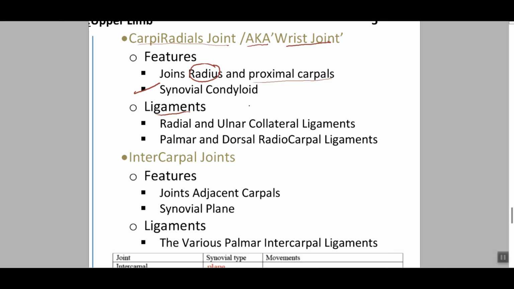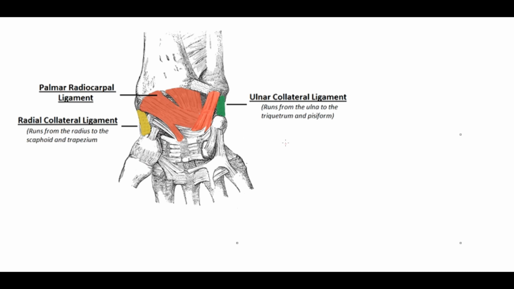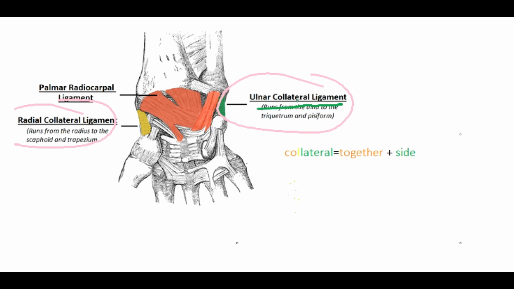The ligaments which you need to remember are the collateral ligaments and the radiocarpal ligaments. As you can see, the collateral ligaments are on the sides, because that's what collateral basically means. The ulnar collateral ligament on the side of the ulna, and the radial collateral ligament on the side of the radius, while the palmar radiocarpal ligaments are on the palm, meaning the inner surface of the hand, while on the back, which we can see from this front view, we have the dorsal radiocarpal ligaments. These ligaments strengthen and support the joint because the wrist joint is very mobile.